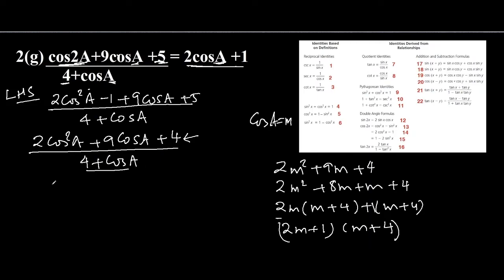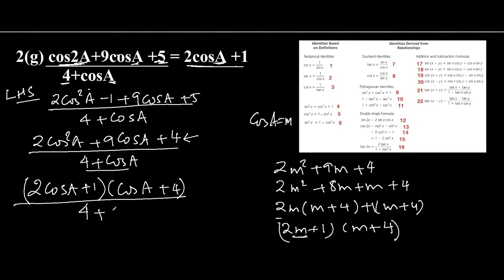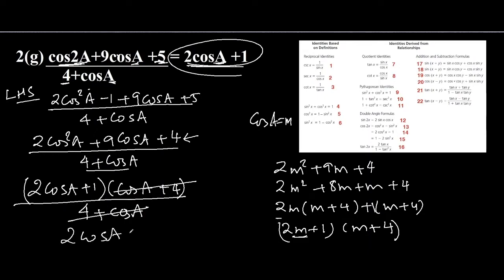Okay, so these are the factors I got. m is cos A, so I will write cos A here. 2 cos A plus 1, that is one factor. And cos A plus 4 is the second factor, and you can see that 4 plus cos A is the denominator, so they can get cancelled now. They are exactly the same. We are left with 2 cos A plus 1, and that is the RHS.